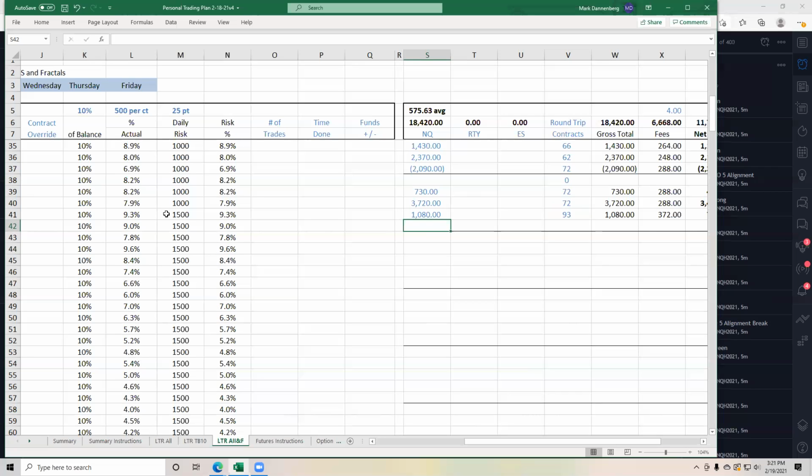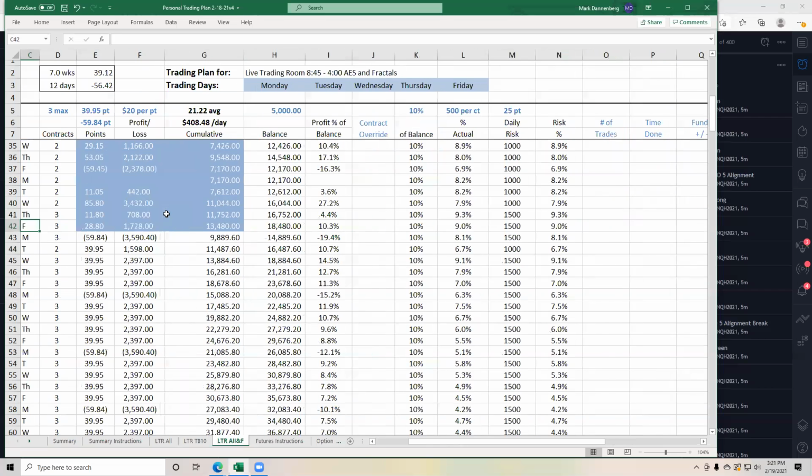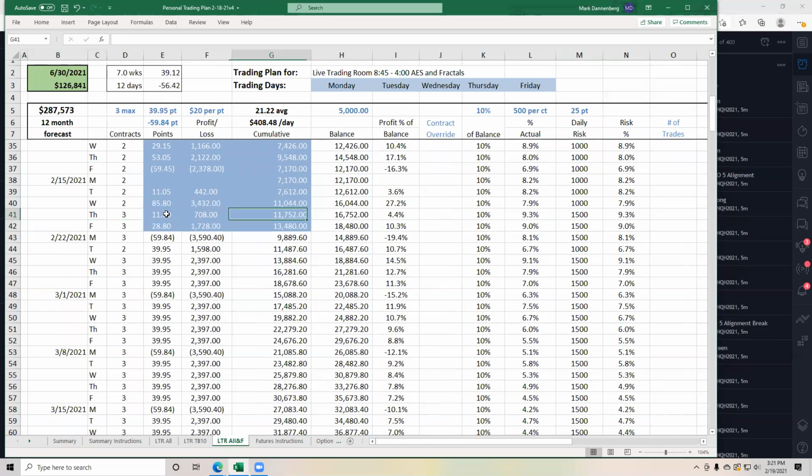Times $20 a point times 3 contracts, and that's 2160. I think I have to go back and correct something here. I like doing this in real time. Times 3 is 108 contracts today. Let me just double check something. Yeah, that's correct. Yesterday we scaled up to 3 contracts.